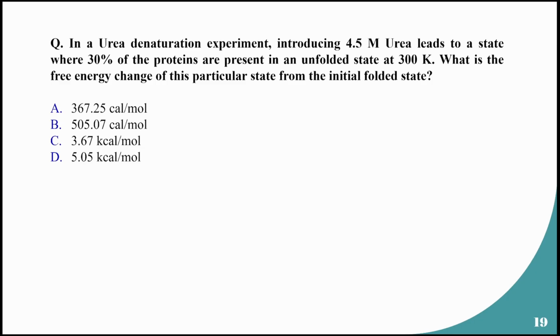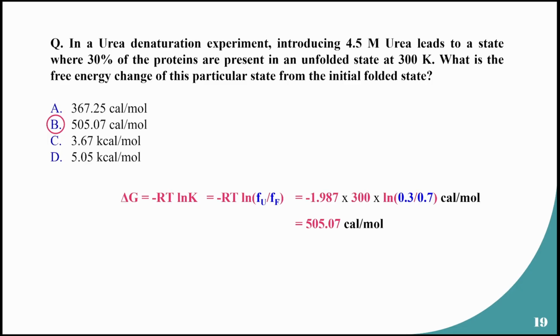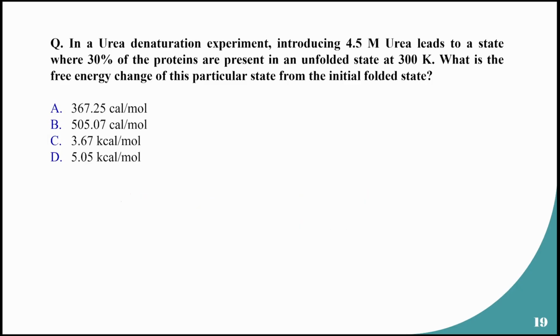So that was correct. We actually looked into the urea denaturation experiment questions, I believe. Earlier, in urea denaturation experiments, we took into account the fraction of folded as well as the fraction of unfolded protein. From there we could calculate some sort of free energy change for a particular state, let's say an intermediate state between the fully folded and the fully unfolded, somewhere in the range.